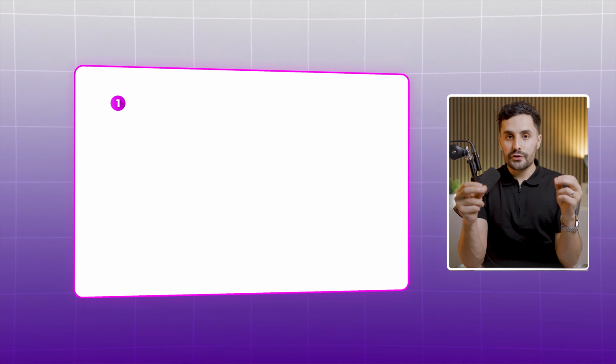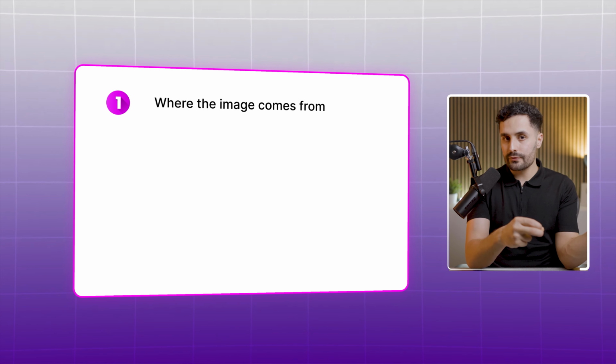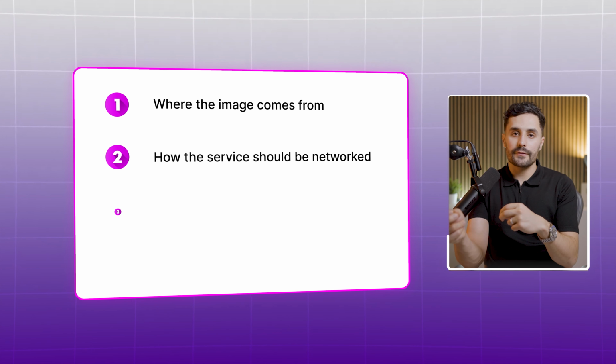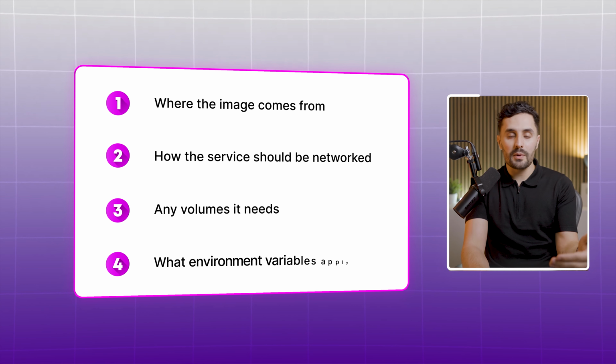In a Compose file, you can declare each service. You specify where the image comes from, how the service should be networked, any volumes it needs, and what environment variables apply. Then you can bring everything online with a single command. Docker Compose ensures containers launch in the correct order and can see each other through a shared virtual network if required.